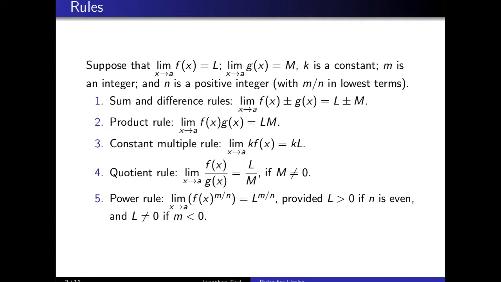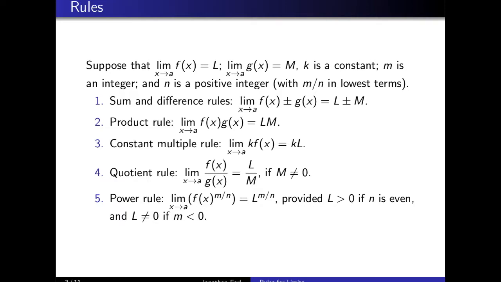Okay, so the first rule that we have is a sum and a difference rule. If we take the limit as x goes to a of f plus or minus g, that is L plus or minus m. In other words, the limit of the sum, the limit of f plus g, is the sum of the limits, L plus m. And the same is true for the difference. For a product, we look at the limit as x goes to a of f times g, we get L times m. So in this case, the limit of the product is the product of the limits.